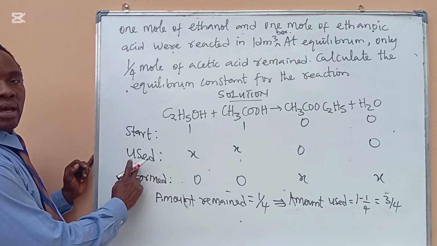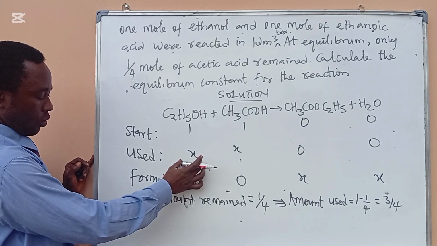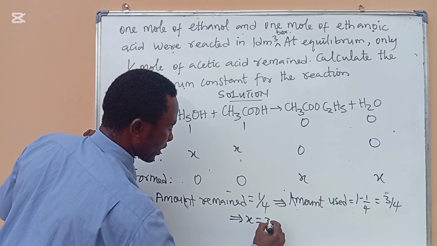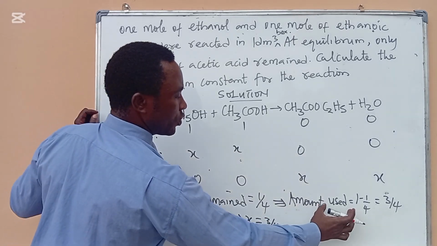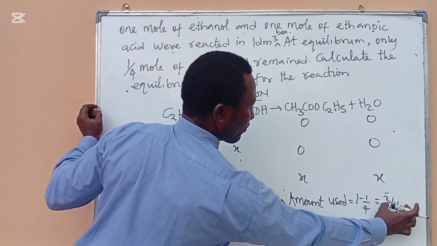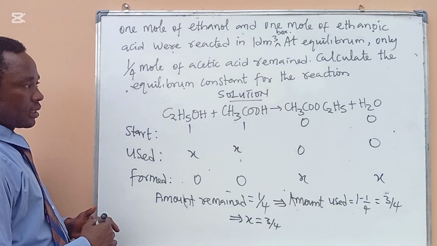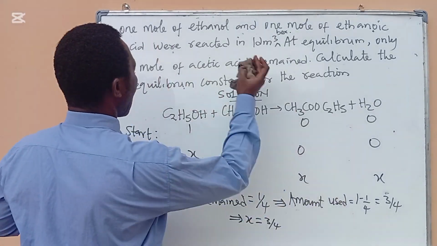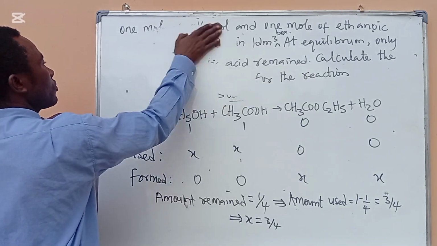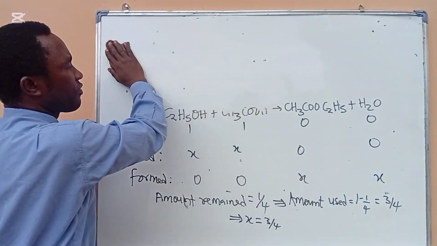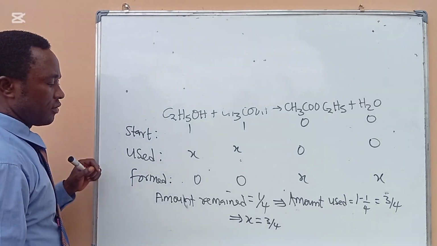Now, the amount used is x. What does it mean? It simply means that x is actually 3/4. Amount used is 1 minus 1/4, which is 3/4. So that means that x is equal to 3/4. Now, having taken this, how do we get the equilibrium constant? We are looking for the equilibrium constant of the reaction.